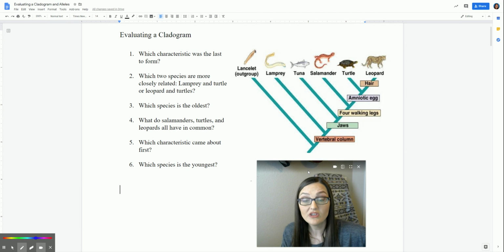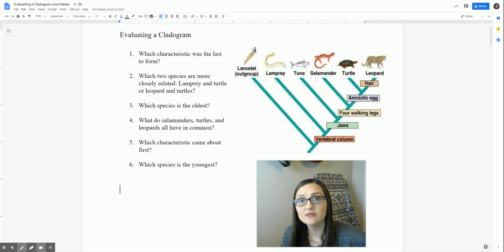So the lancelet is the simplest organism on your cladogram. It's also the oldest organism on your cladogram. How do you know that? You know that because it's the first, right? So it's the first organism and it is the oldest organism. It is also the simplest organism. So if you look, all these other traits that are being listed, the lancelet has none of those. So that would be why it's the simplest.